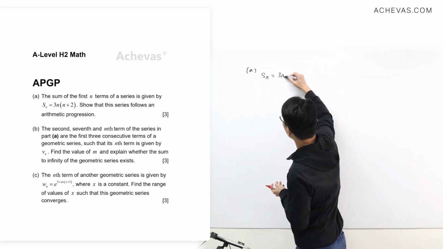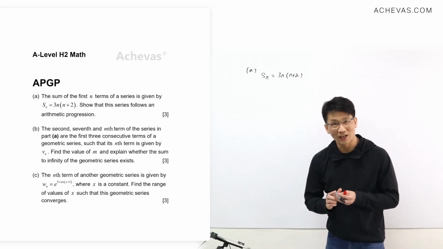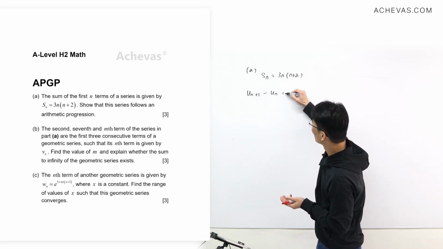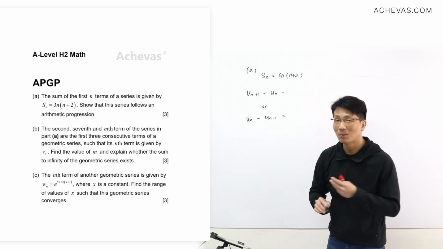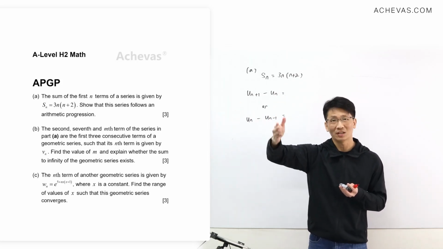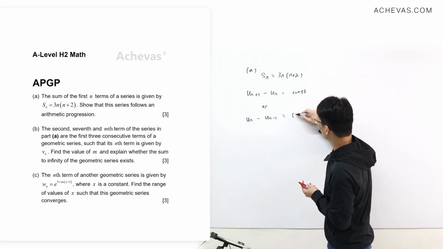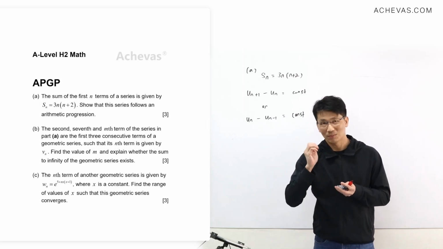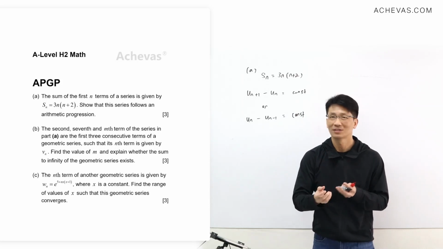Sn equal to 3n² + 2. And to show that it's an arithmetic progression, we can actually either make use of un plus 1 minus un, or we can make use of un minus un minus 1. And our objective is to show that any general term here, subtract by its preceding term, always gives us a constant. And once we are able to show that it's a constant, that means to say that it will be an AP. And the value of the constant actually will just be our common difference.